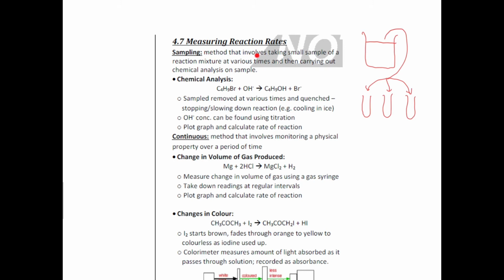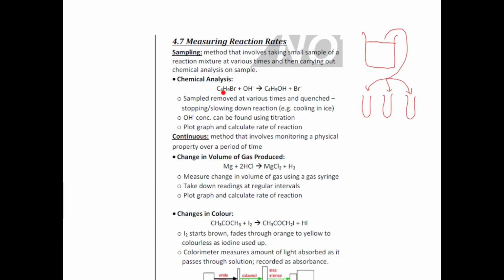Again, the method involves taking a small sample of a reaction mixture at various times, like every 5 minutes, and then carrying out chemical analysis, for example, titrations. Do titration to find the concentration of the sample. What kind of chemical analysis? For example, do titration, right? Let's say what they do here.